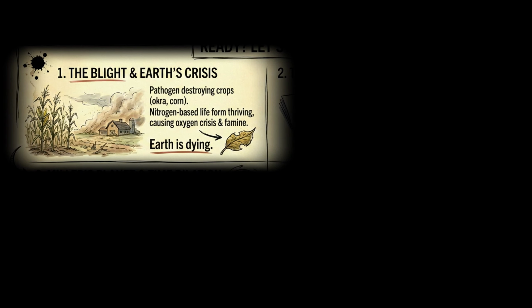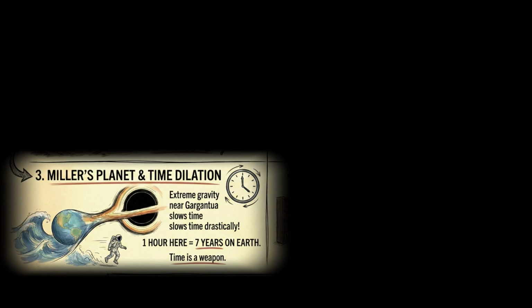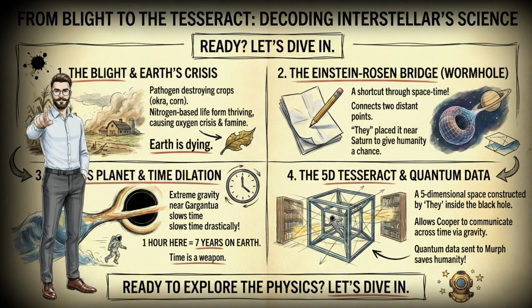From the Blight destroying Earth to the Einstein-Rosen bridge, from Miller's planet, where time is literally a weapon, to the 5D tesseract and the quantum data that saves humanity. Ready? Let's dive in.